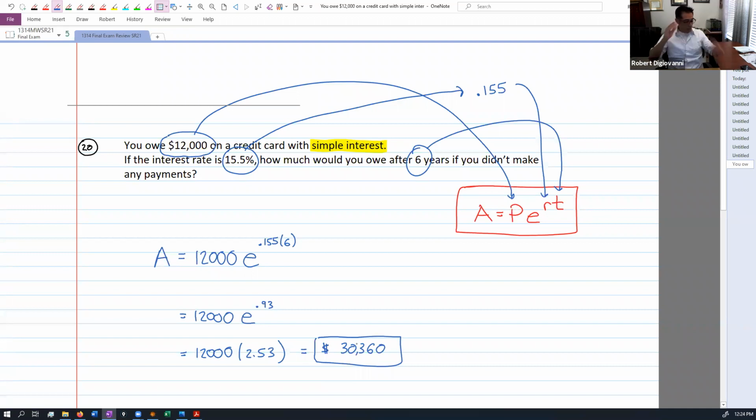So at a 15.5% interest rate, $12,000 is going to turn into a $30,000 debt if you don't touch it for 6 years.